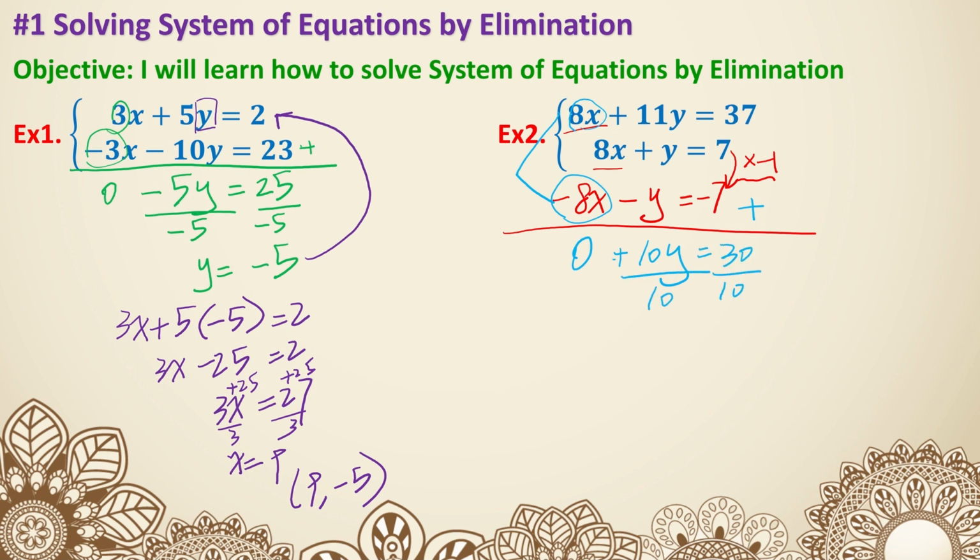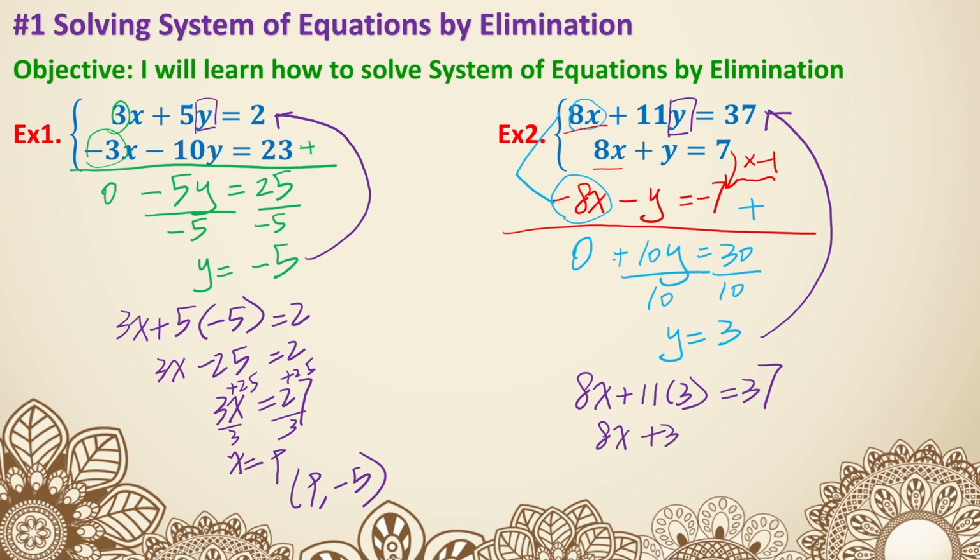Divide both sides by 10. Y equals 3. Now I can just put it back into an equation. Replace the y with a 3. 8x plus 11 times 3 equals 37. So 8x plus 33 equals 37. 8x equals 4, so x equals 1/2. Final answer, 1/2, comma 3.